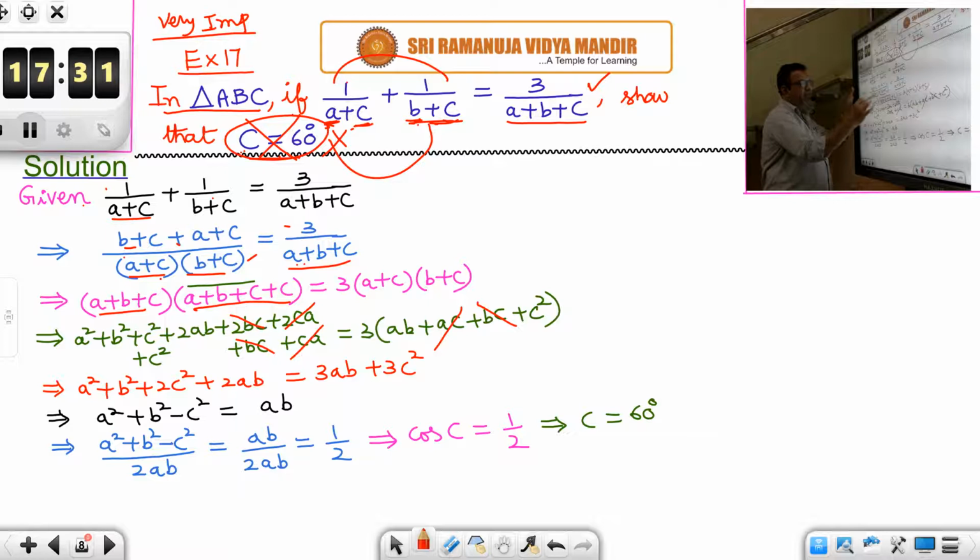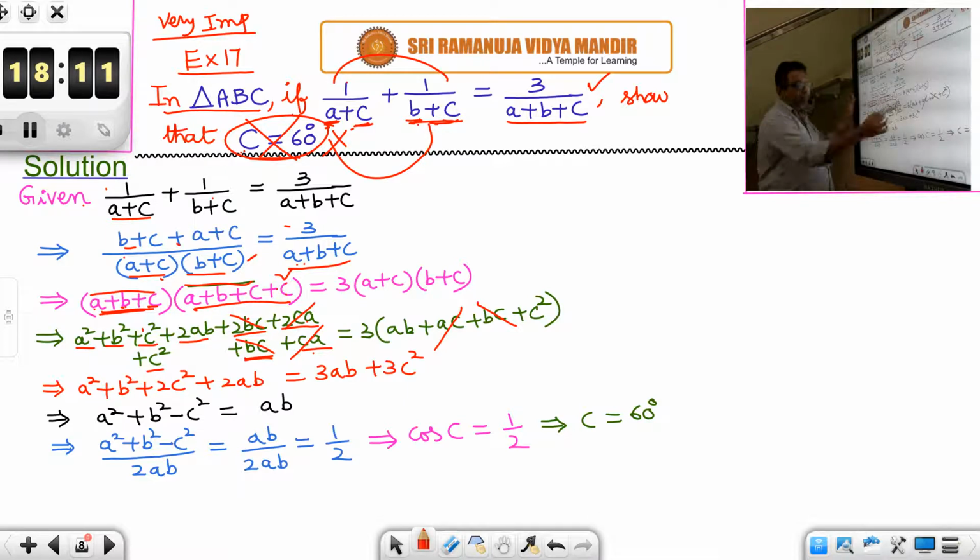This side, cross multiplication, 3 into a plus c into b plus c. Now a plus b plus c into a plus b plus c, that expansion is very easy for me. It is a plus b plus c whole square, so a square plus b square plus c square plus 2ab plus 2bc plus 2ca. Next, what is remaining? a plus b plus c into this c, that I am writing separately. ac here, next bc here, below ca I am writing ca, next bc, below bc I am writing bc. Finally c into c, c square, below c square I am writing c square. That is the left hand side.